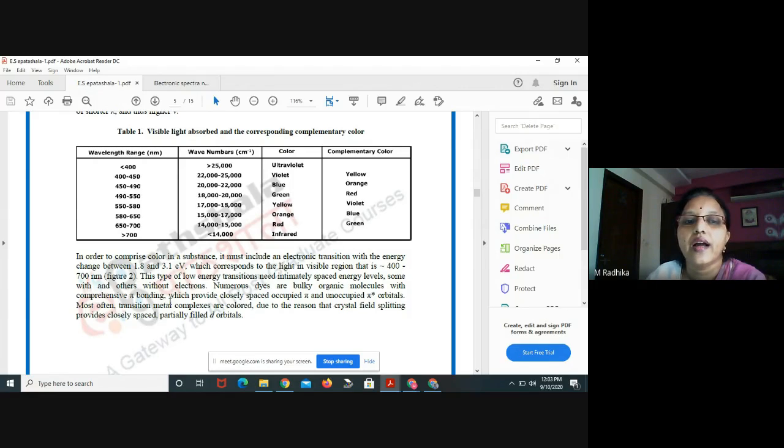Okay. And transition metals are colored just because of the splitting of the d orbitals. And in these d orbitals, the energy difference is very less. How much is the difference? It will be around 1.8 to 3.1 electron volts.